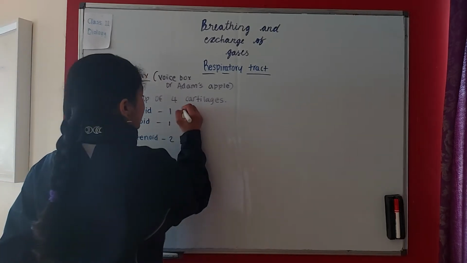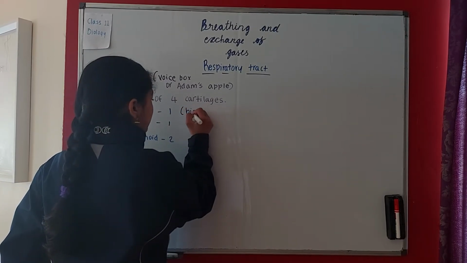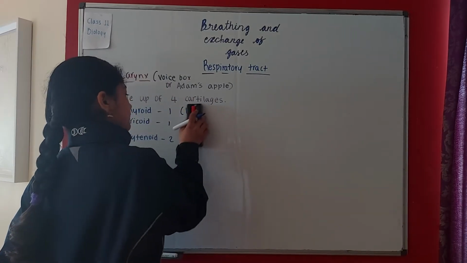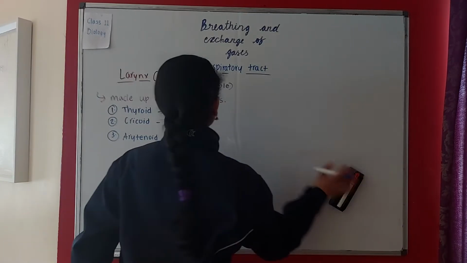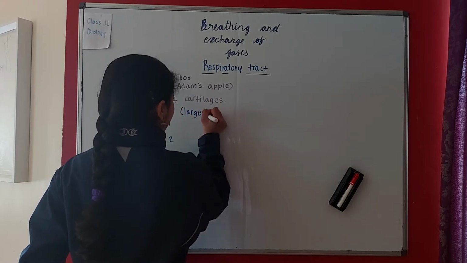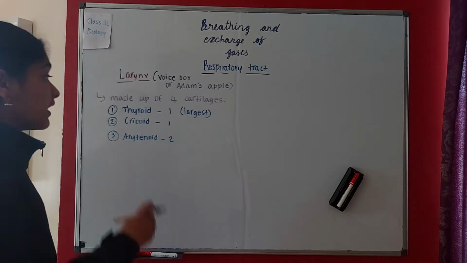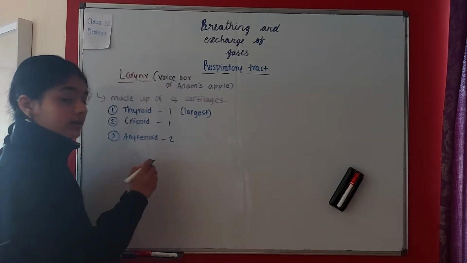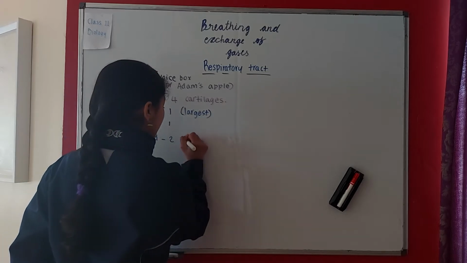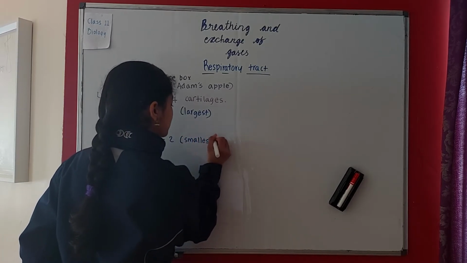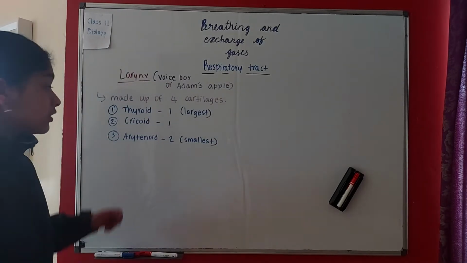The thyroid cartilage is the biggest. We can call it the largest cartilage in the larynx. The largest cartilage in the larynx is the thyroid cartilage. Arytenoid cartilages, which are 2 in number, are the smallest cartilages in the larynx.